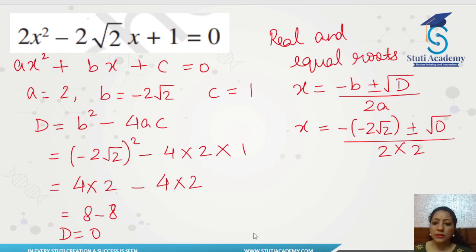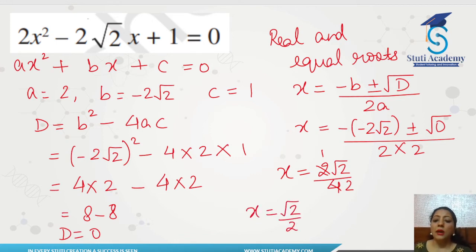So now we are going to write the next step here. We have x equal to minus minus. This is actually plus 2 root 2 upon 4. You can also cancel out this. You will get x is equal to root 2 upon 2. Now please notice here, even if we have got one value, we are going to write it twice. So it is root 2 upon 2 again. Have you all understood, students?